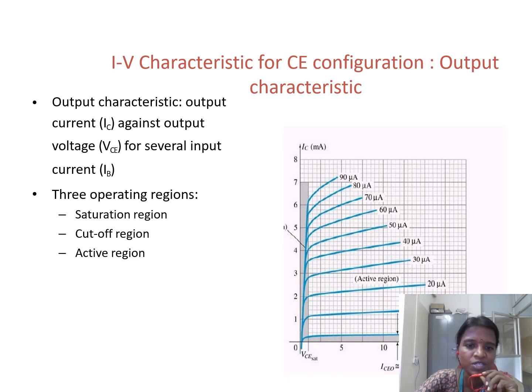In the saturation region, both the input and output junctions are forward biased. In the case of the cutoff region, the input and output junctions are reverse biased. In the active region only, the input junction is forward biased and the output junction is reverse biased. In the active region of the transistor only, it will act as an amplifier. So we are using the transistor as an amplifier in the active region.